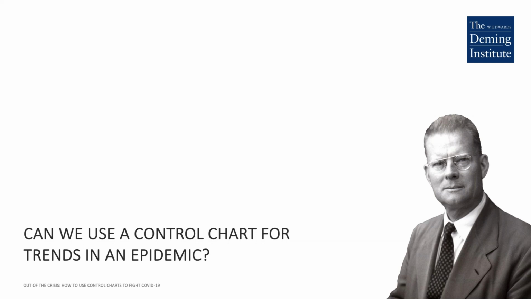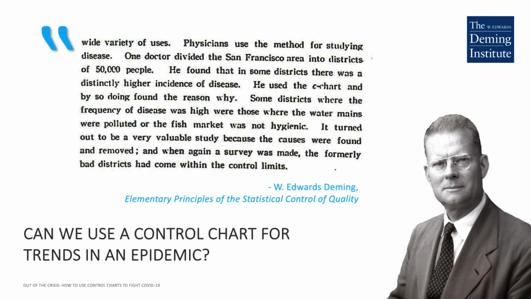Now, when the whole world was faced with this pandemic, the first question that struck me, which is the theme of this particular webinar, was: can we use a control chart for trends in an epidemic? Well, let's hear it from the man himself. This was in Japan in 1950, when W. Edwards Deming gave his now path-breaking lectures. And this is towards the end of the 8-day program that he took there, and he was trying to motivate the Japanese scientists, engineers and management that you could use this anywhere. And here's what he said.